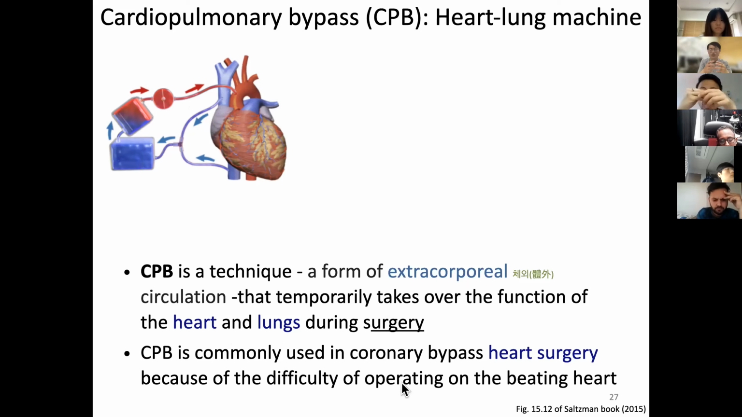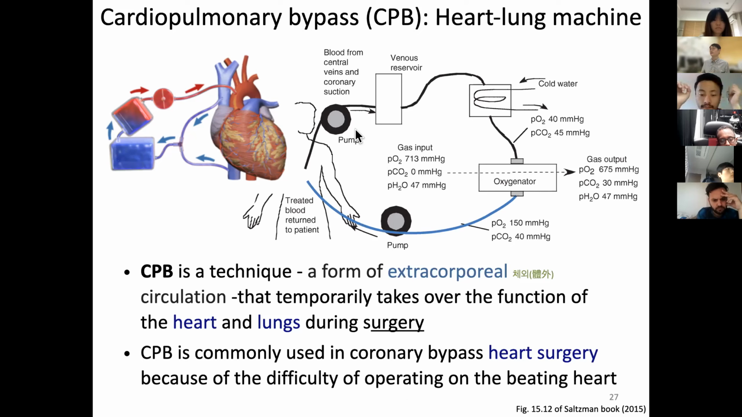difficult beating heart surgery. Okay, so this is a diagram where you take blood out from the veins into the venous reservoir, and you actually oxygenate it, and then using a pump, you give it back to the aorta.